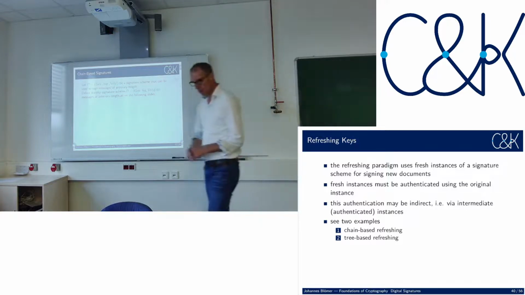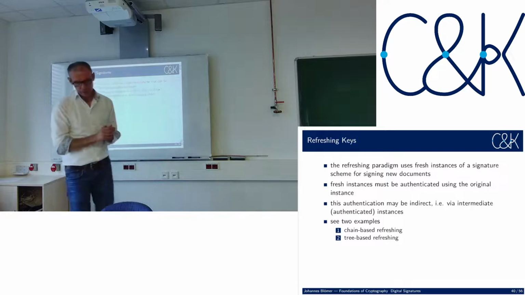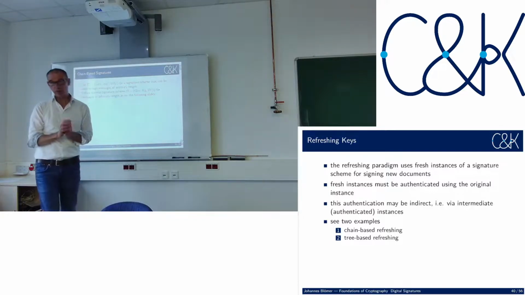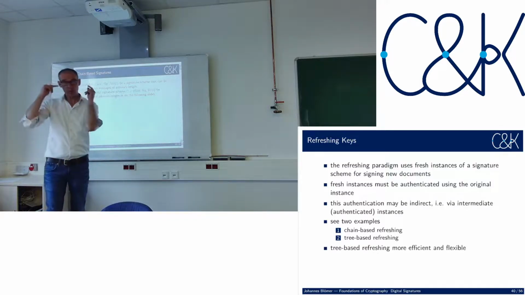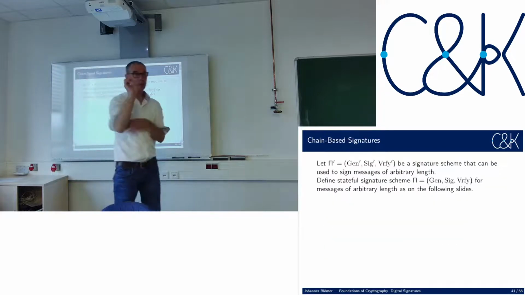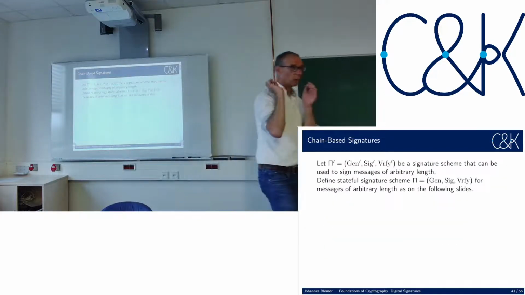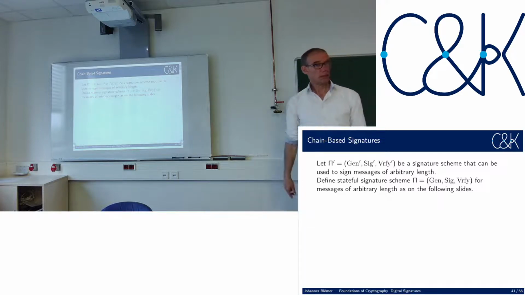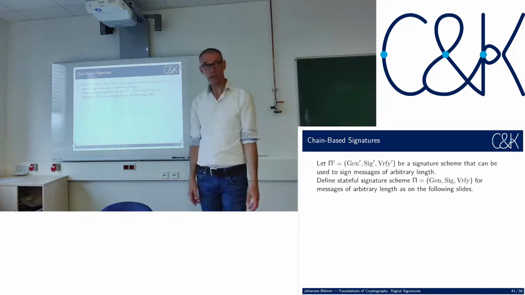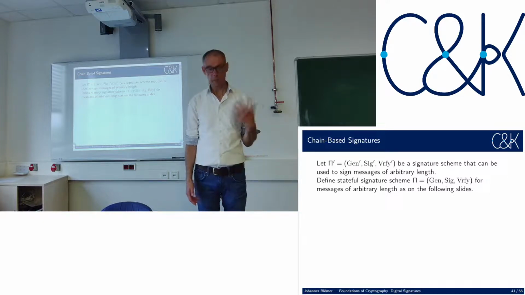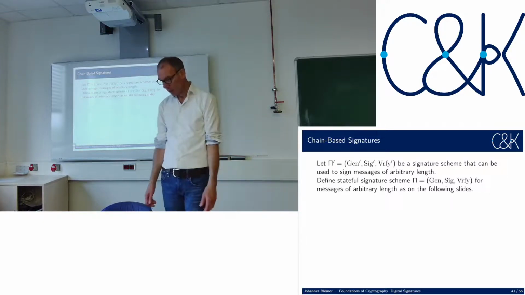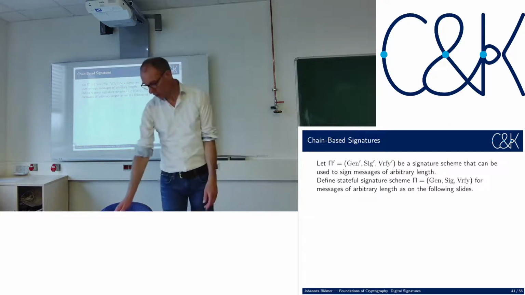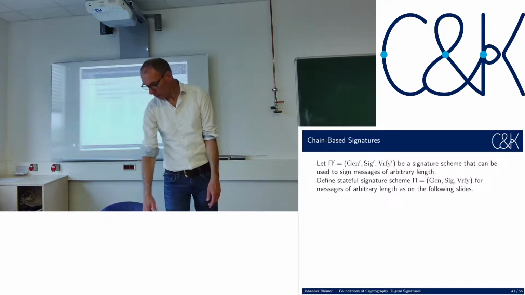So let Π' be a signature scheme that can be used to sign messages of arbitrary length. And it's always good to imagine Π' being only a one-time signature. So we want to use secret keys in this scheme only once. But at the end, we want some signature scheme that is not one-time, but will be stateful. And then we define a stateful signature scheme as follows.